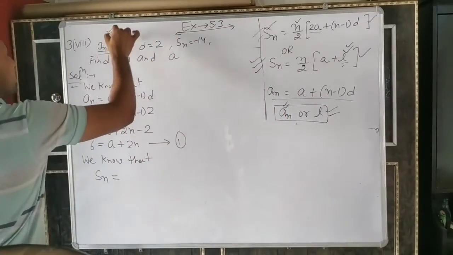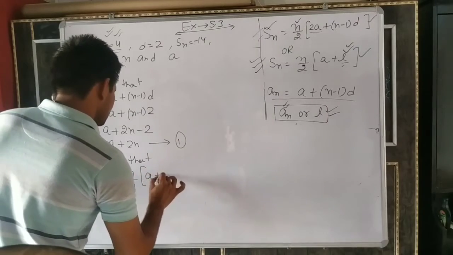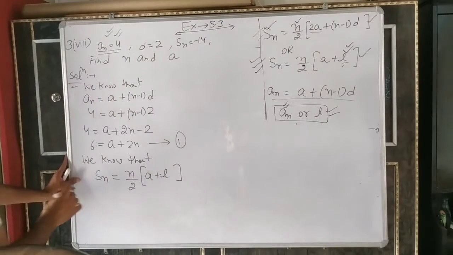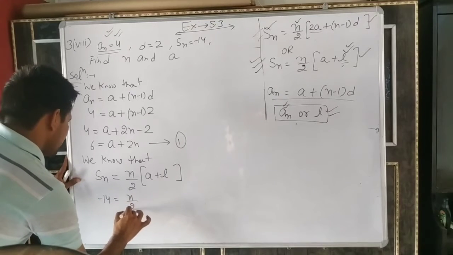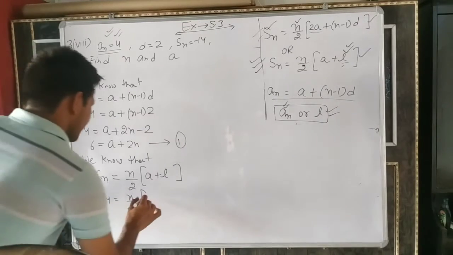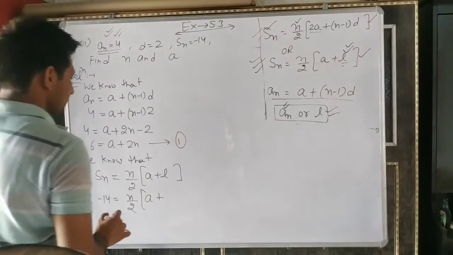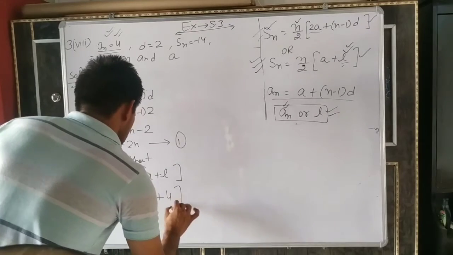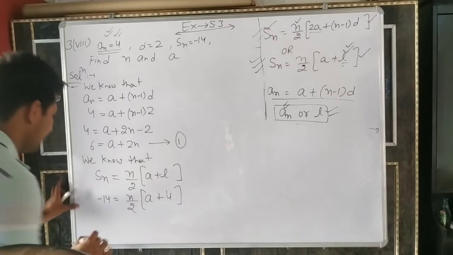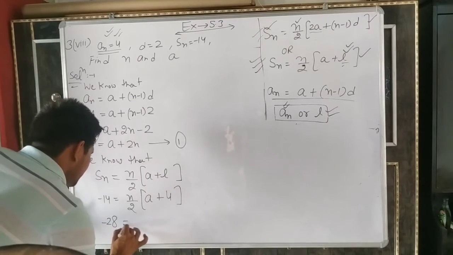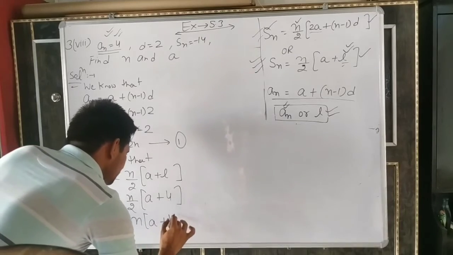So A is given. Sn is n upon 2 times 2A plus L. Sn is minus 14. N upon 2, A value we want to find, plus L, the last term. The last term is 4. We will solve it. Multiply 2 to the other side: minus 14 into 2, minus 28, equals n times A plus 4.